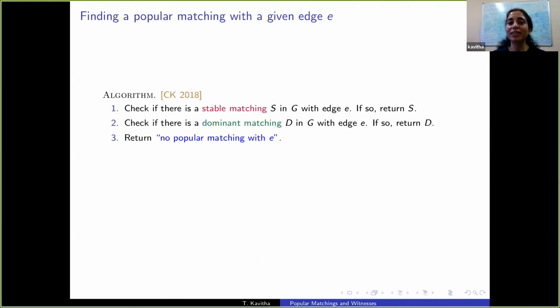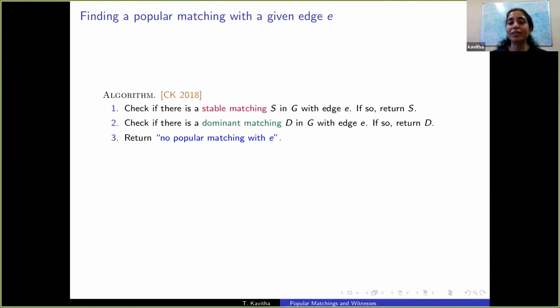Suppose we are given a single edge E and we want to know if there is a popular matching that contains this single edge E. This is joint work with Agnes J. This is a very well-studied problem in stable matching literature. There are linear time algorithms, simple variants of the Gale-Shapley algorithm, that check if there is a stable matching with a given edge. If there is such a stable matching, great, return the stable matching because that's popular.